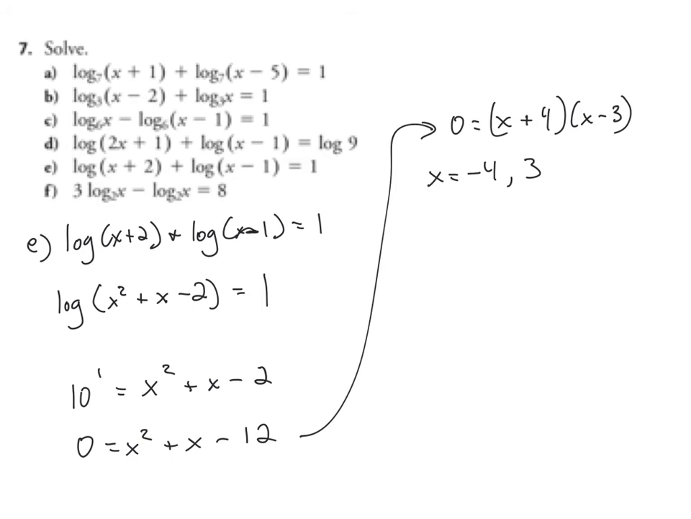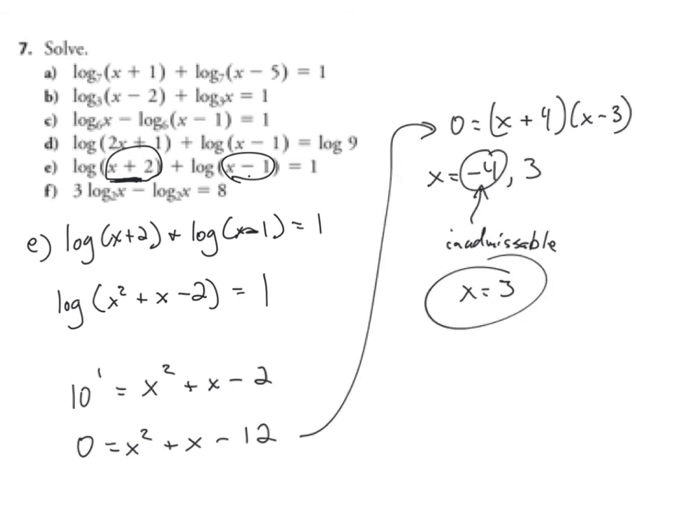And I have a pretty good guess which one's going to be admissible. This is part E. If it's negative 4, yep, that's inadmissible. What about the 3? The 3 plus 2 is 5, that's fine. 3 minus 1 is 2, that's fine. And so this one is good. So x equals 3 is our only solution.